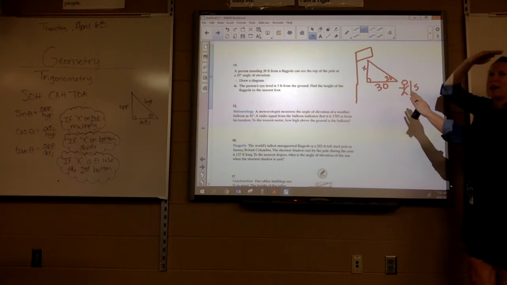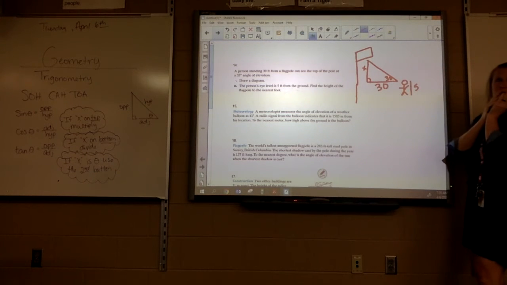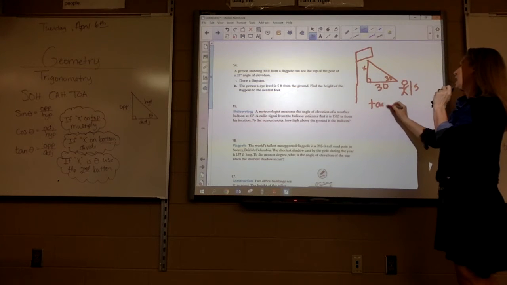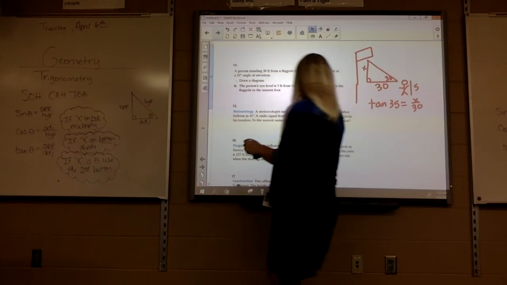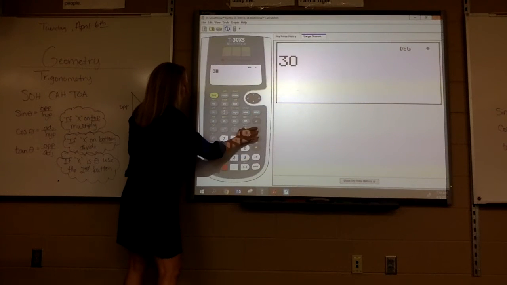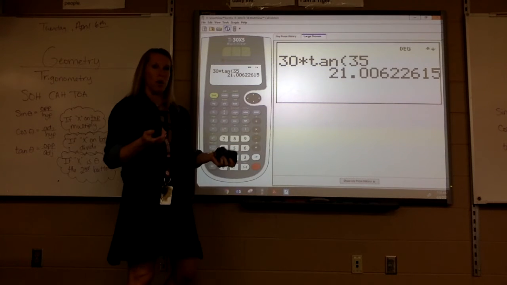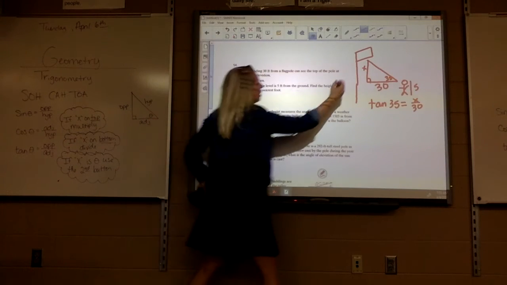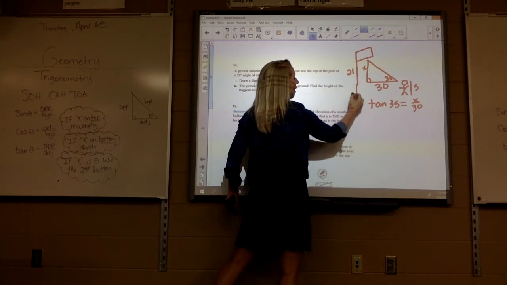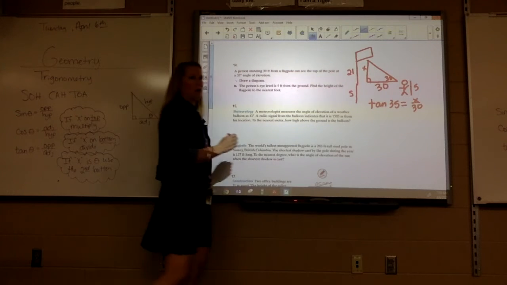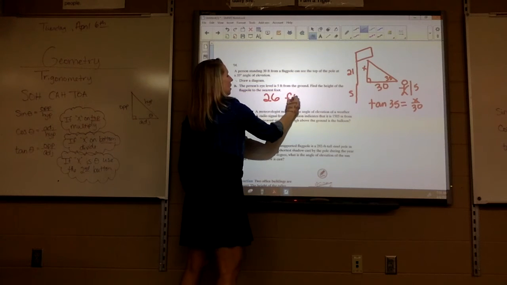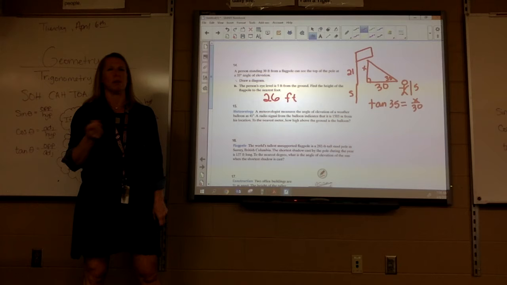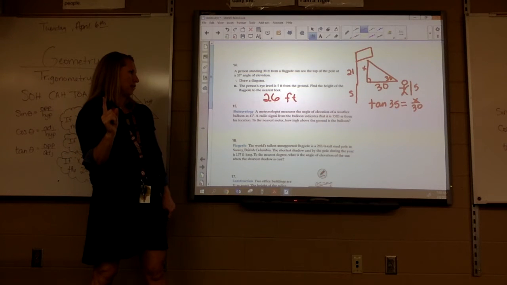My triangle's really kind of up in the air, so there's no hypotenuse. Which one would I use? Tan. Tan 35. X is up high. What do we do? 30 times tan 35. 30 times tan 35 is 21. So this piece right here is 21, but since our guy is 5 feet off the ground, what's the total height of the flagpole? 26 feet. Most of your problems you won't have to add to it. I think there's one other one you'll have to add.